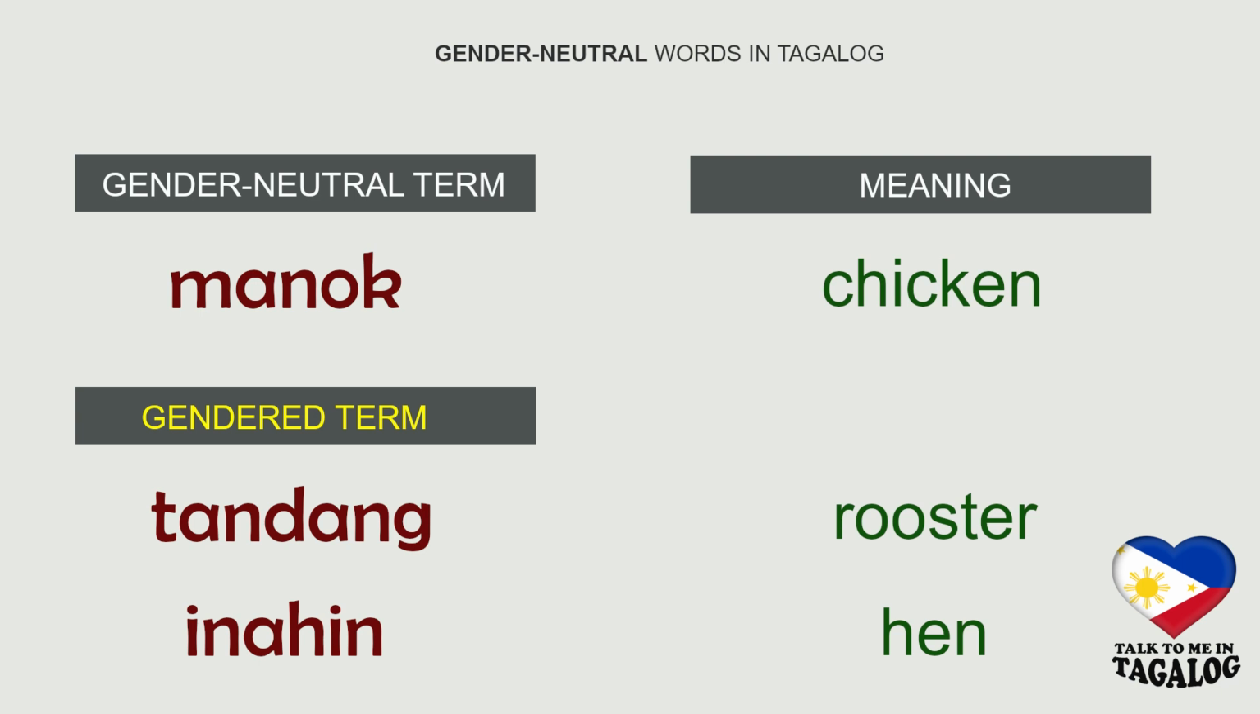Here's the only animal with gender terms that I know of, because animals, things, and objects in Filipino don't adhere to a gender binary. Manok. Meaning chicken. Tandang. Rooster. Inahin. Hen.